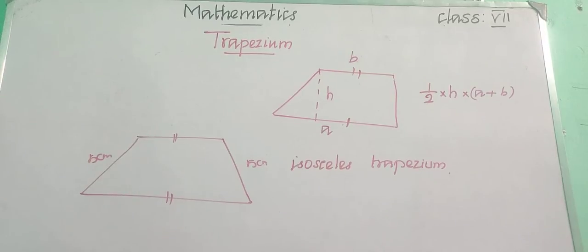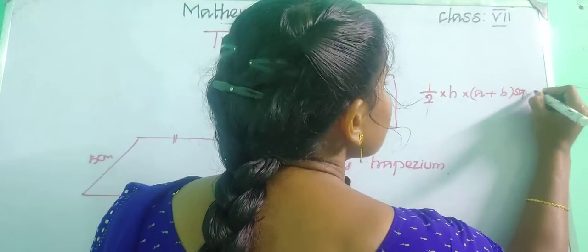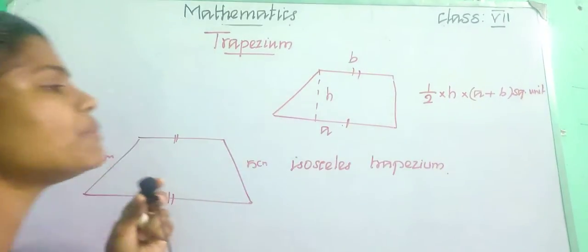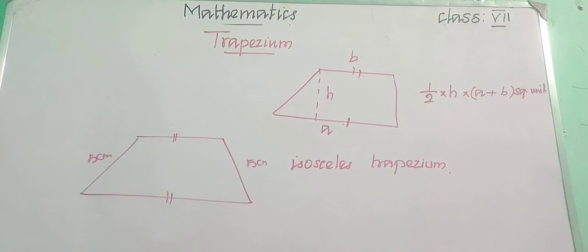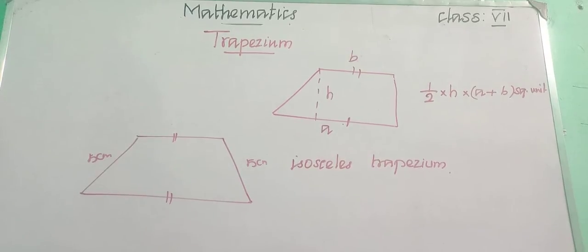Children, so half into h into a plus b square units. The area of trapezium formula is half into h into a plus b square units. Is it clear, children? In this exercise we are going to work with this formula, so learn the formula properly. Area of trapezium equals half into h into a plus b square units.